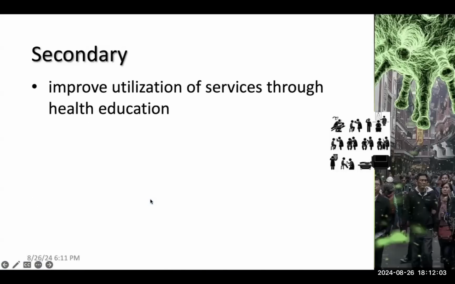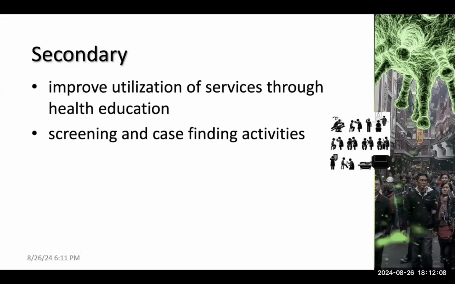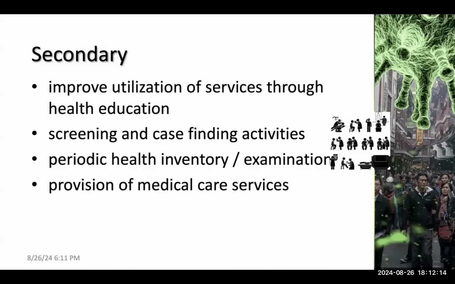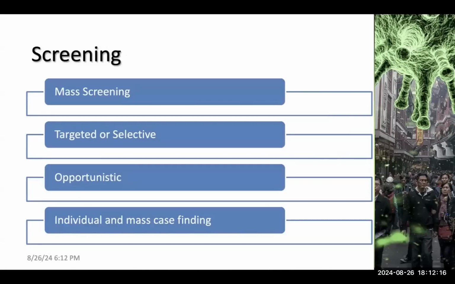For secondary prevention, we improve the utilization of services through health education. We do screening and case finding activities and treatment. That's secondary prevention. For screening, we have different types. When we say mass screening, we screen the whole population. Sometimes we do that for soil-transmitted helminthiasis. We also do targeted or selective screening.